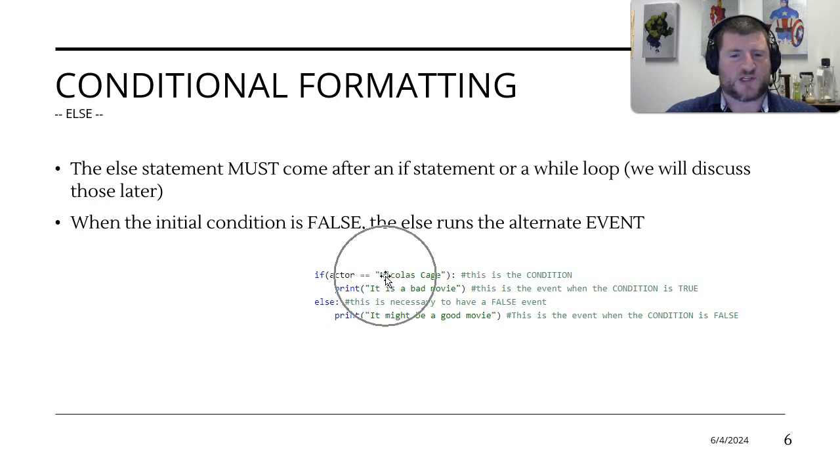So again, this is the condition. If the actor is Nicolas Cage, the event is it's a bad movie. The else happens when the actor is not Nicolas Cage, and then the event is it might be a good movie. This condition determines which one of these blocks to go through, and the else allows us to have an option for the false. Without this else statement, when the condition is false, nothing happens. The else allows us to have an alternate event or a secondary event for when the condition is false.